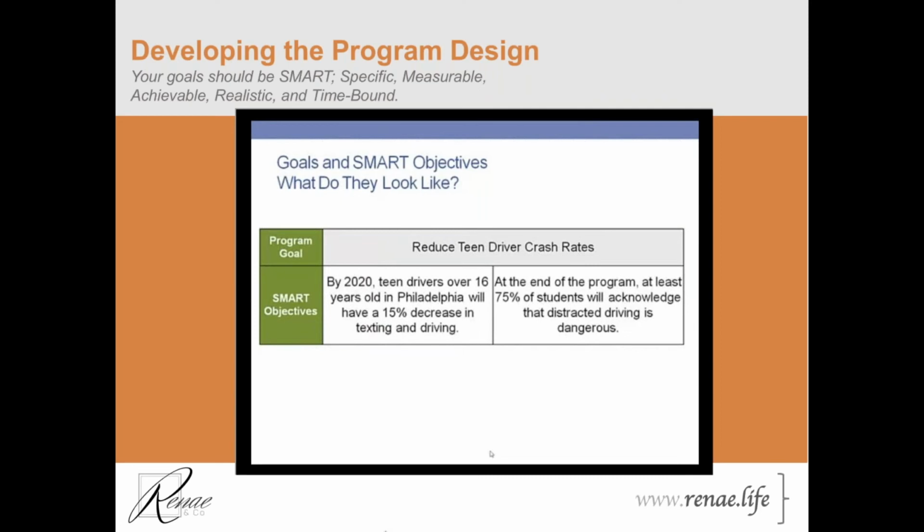These are examples of realistic, short or intermediate term objectives or outcomes that are measurable, specific, time-bound, and realistic. And these can help us to achieve our program goal of reducing teen driver crash rates.